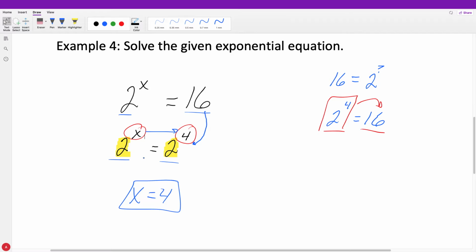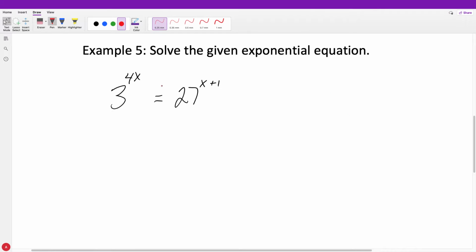All right, so there's one more that we're going to do for this. For this problem, which is the last one we're going to do in this video, we have 3 raised to the 4x power is equal to 27 raised to the x plus 1 power. So when I first look, right away, I see my bases don't match.